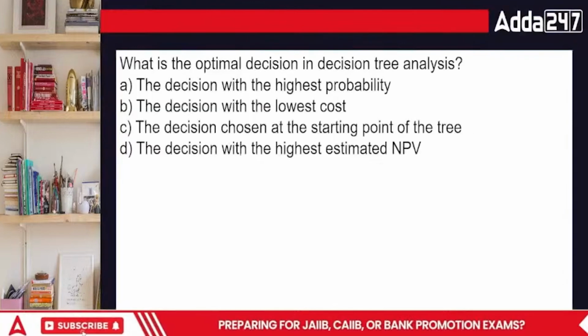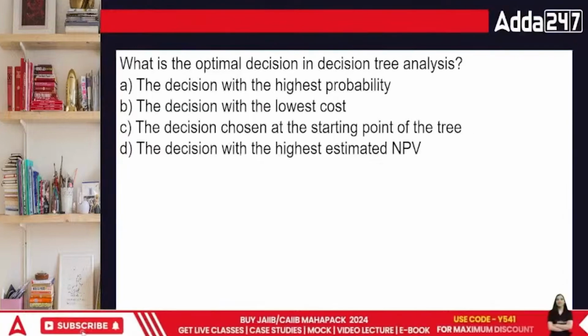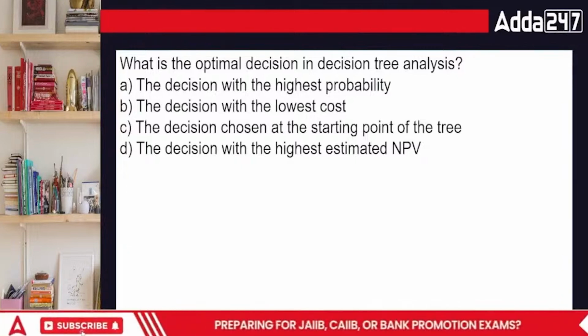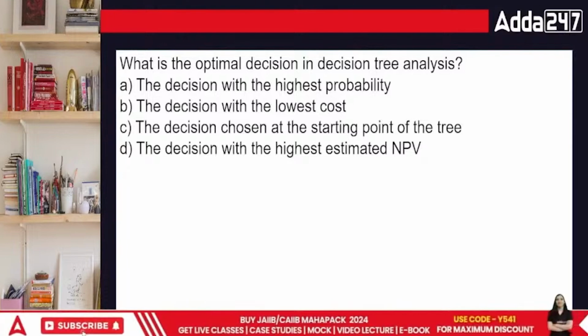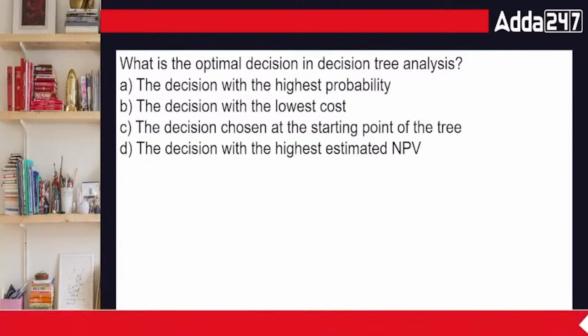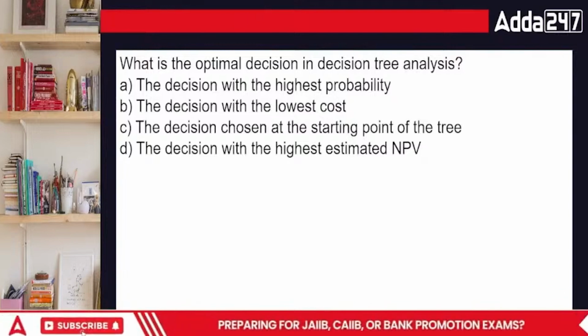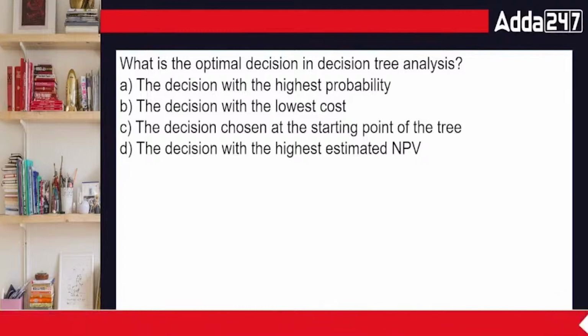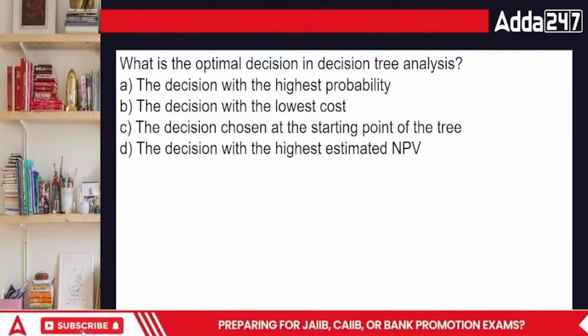Chaliye. Next question. What is the optimal decision in decision tree analysis? See, when I'm studying a specific scenario, I just have to look at the entire scenario in a detailed format, ki what things are coming up. The decision with highest probability, nahi. Highest probability, now we need to see the favorability of something. The decision with the lowest cost, the decision chosen at the starting point of the tree, or the decision with the highest estimated NPV.